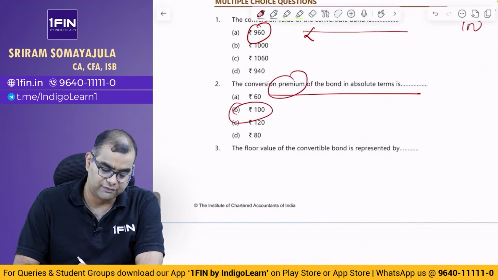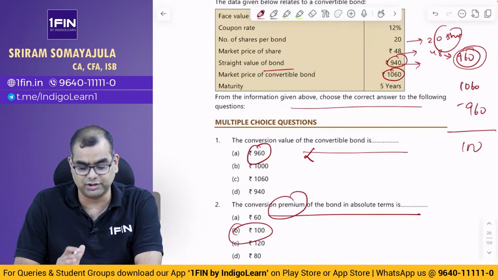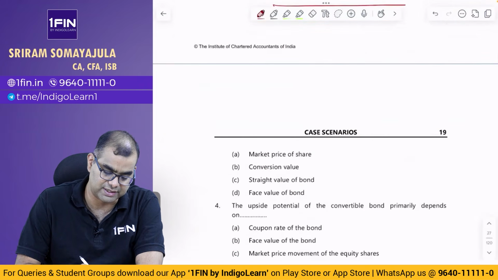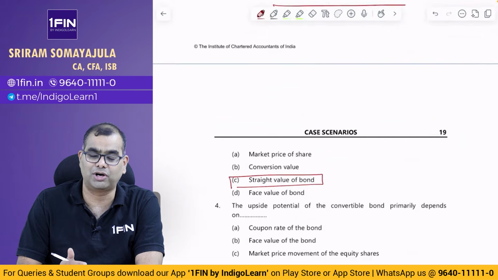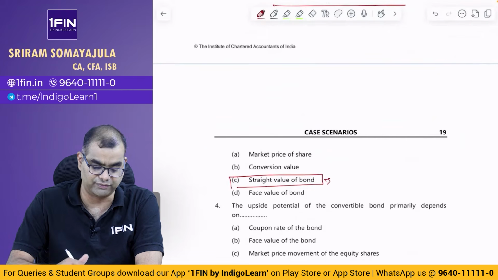Okay. Then floor value of the bond, convertible. What is the floor value? What is the lowest that the bond can go to? See, bond can go to 1000, but the current straight value is 940. So the floor value is basically the straight value of the bond. Because face value is not the lowest that a bond can go. Bond can go below face value. So whatever is the straight value, depending on the yields, it can go down further.